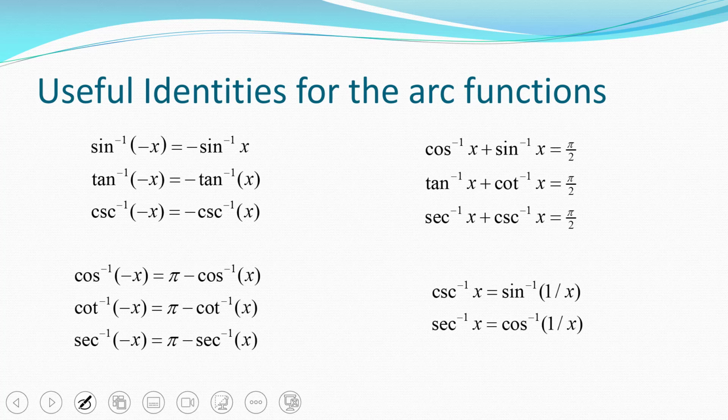Notice there's one that's missing. The arc cotangent is actually not equal to the arc tangent of 1 over x, not in general. It's true for positive values. The arc cotangent of 2, for example, is the arc tangent of 1/2. That's true. But unfortunately, the identity is not true for negative values.